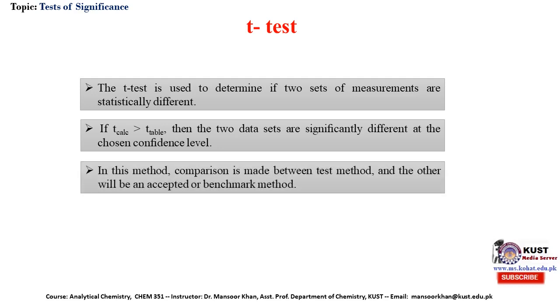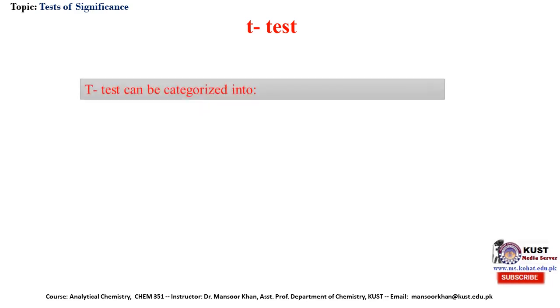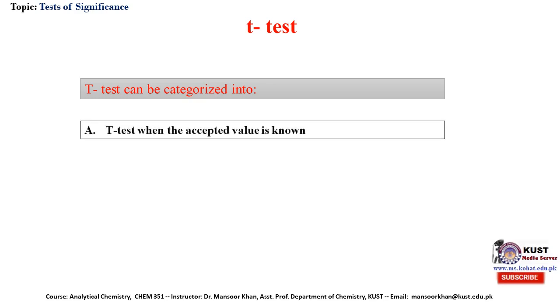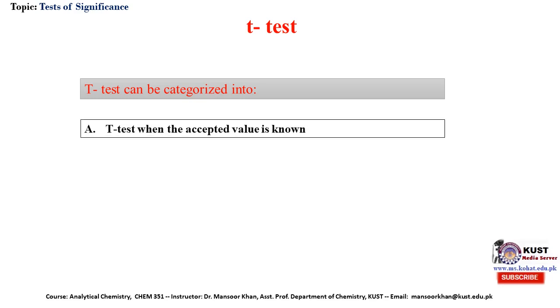In this method, a comparison is made between the test method and another, which will be an accepted or bench method. The t-test can be categorized into the t-test when the accepted value is known. So if you know the accepted value, then you can calculate the value of t by using some equation.